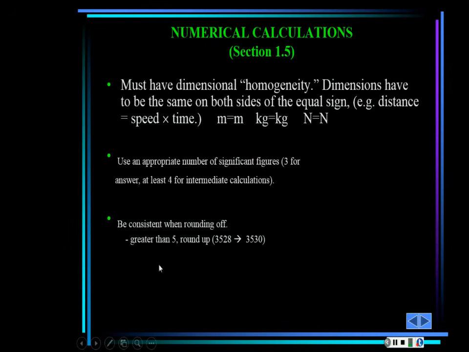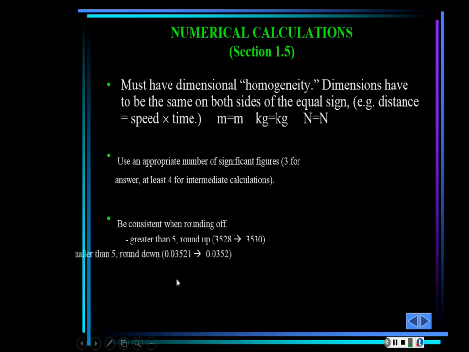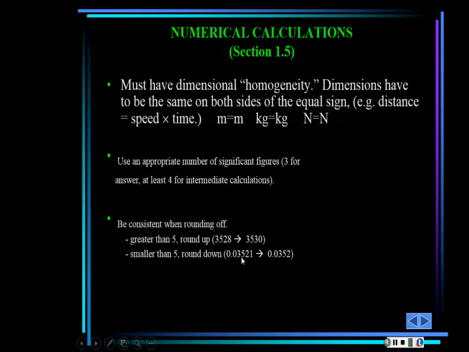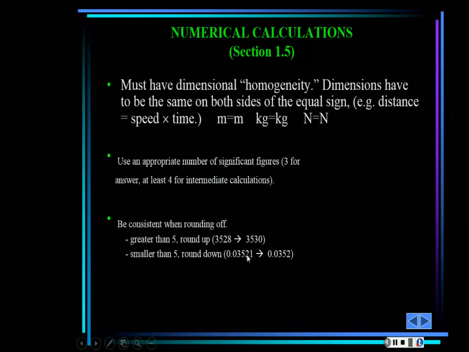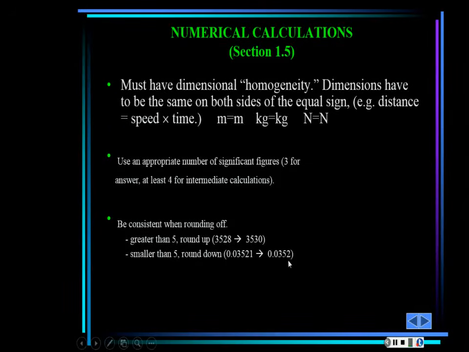Be consistent when you round. Everybody knows that if it's greater than 5, you round up. If it's 3528 and you have to round to the tens place, then this is bigger than 5, and you have to round this to 30. Or if it's smaller than 5, you have to round down. Let's say that you have to round to this point, then you just leave it like that.